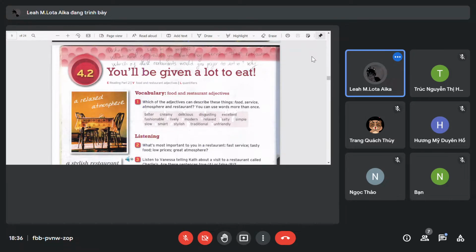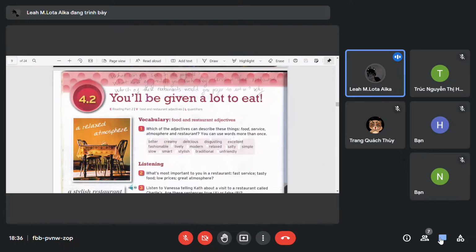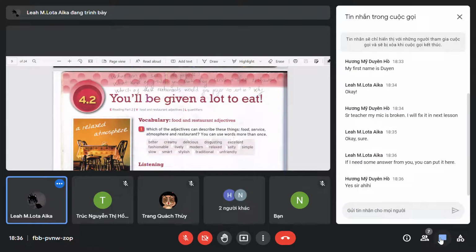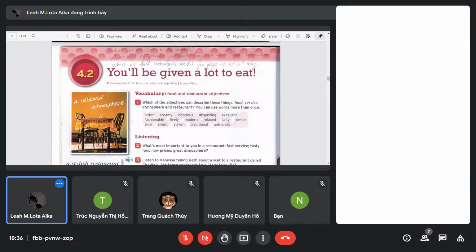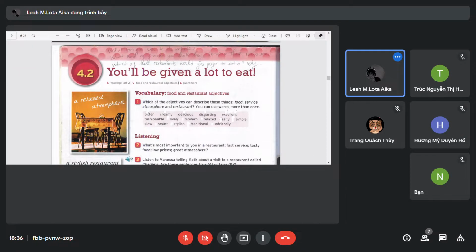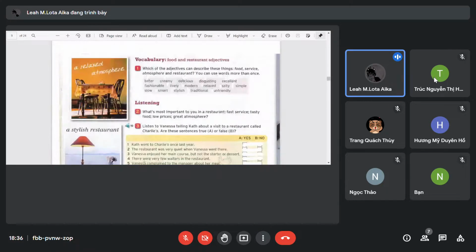Lesson for tonight. Please go over to your materials, your books, so that we can start. All right, for tonight we're going to have 4.2, and this one is for pages 22 and 23.